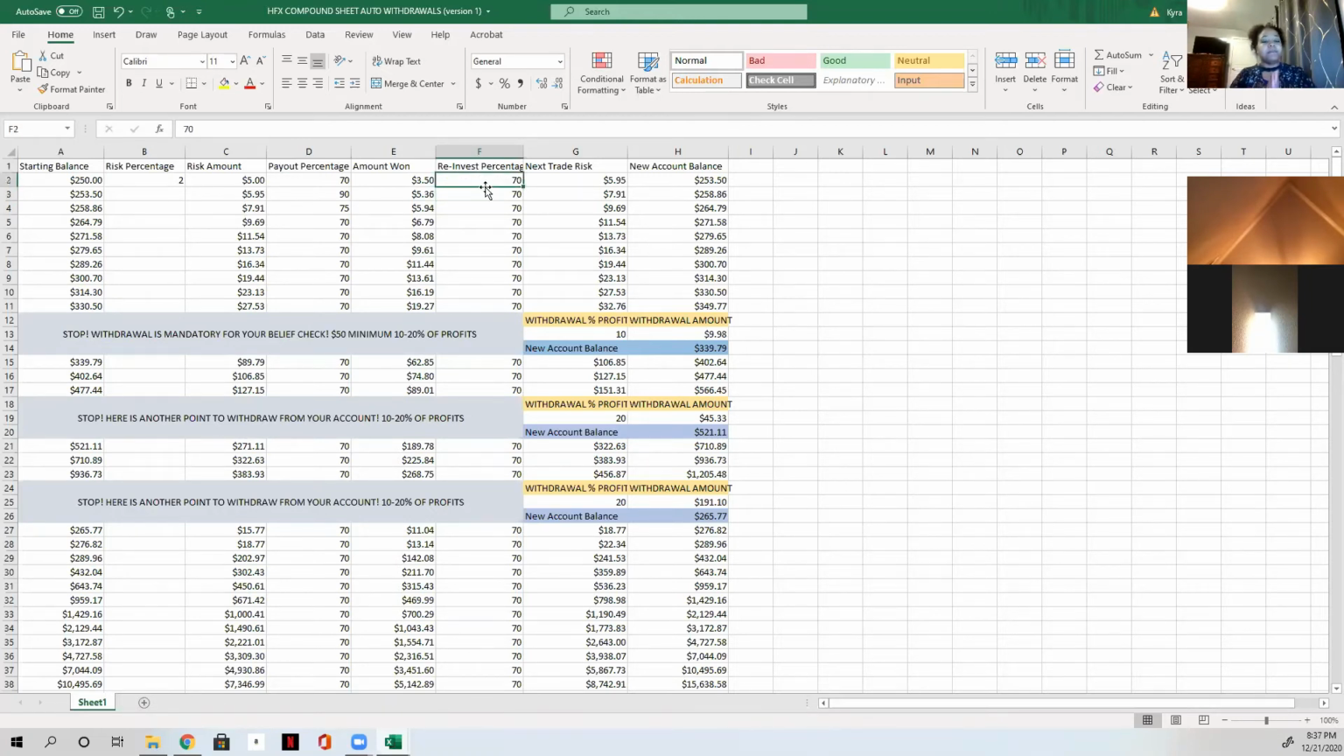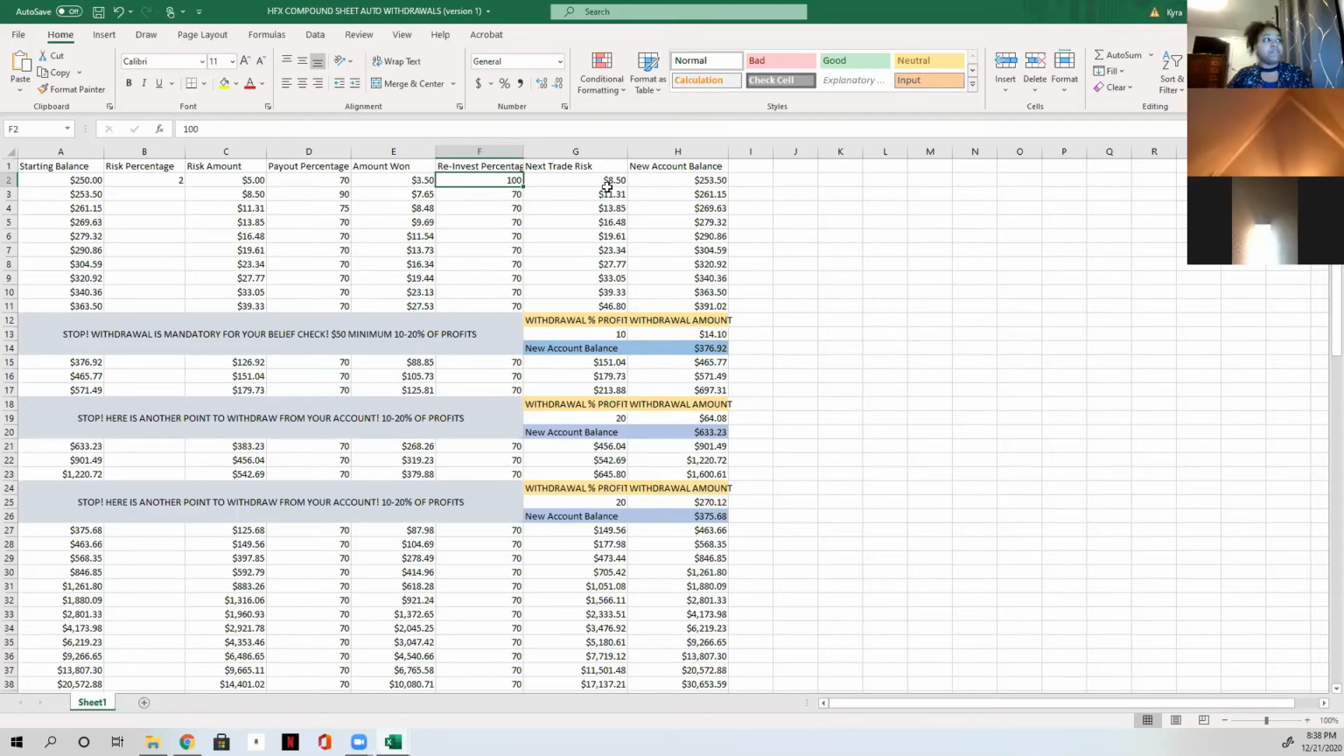Okay. So let me please explain this. If I was to change this number to, well, not 200%, 100%, my next trade risk is going to be the risk amount of the last trade, which was $5, plus the amount I won, which is the $3.50, for a total of $8.50 is my next trade that I'm taking. Okay.